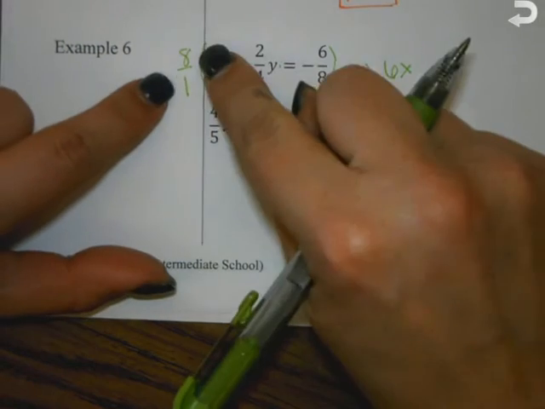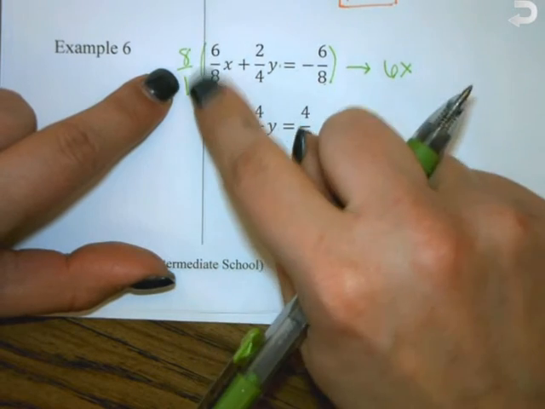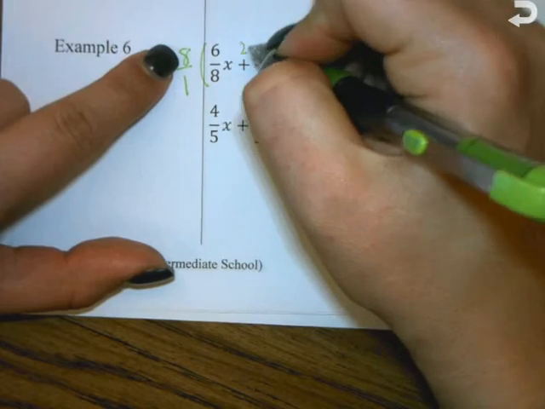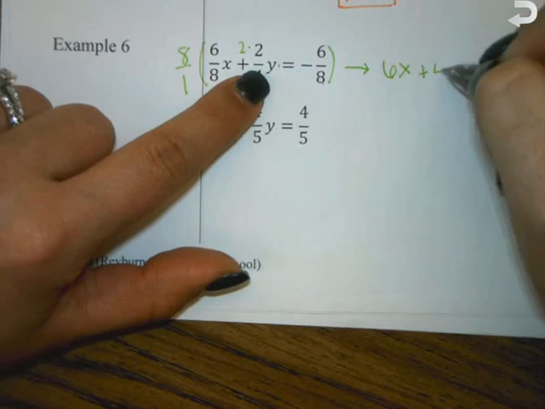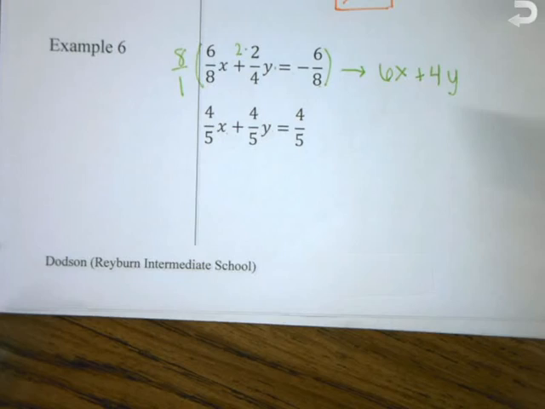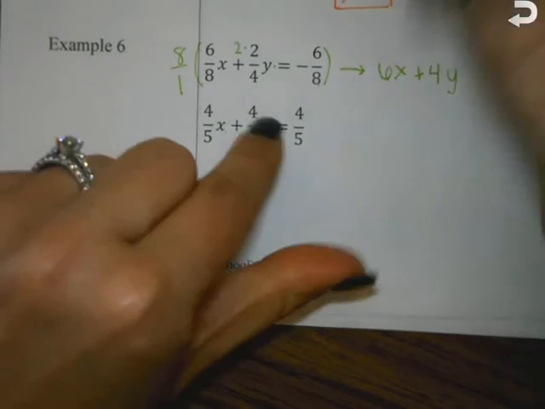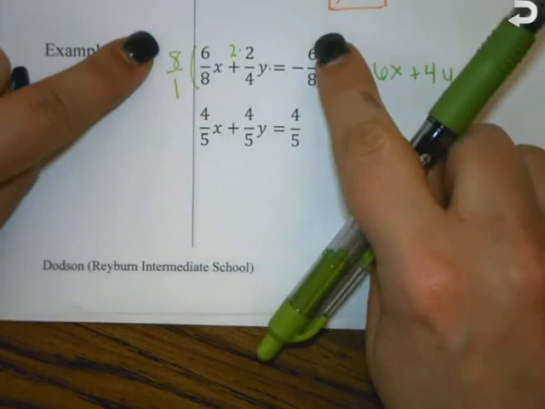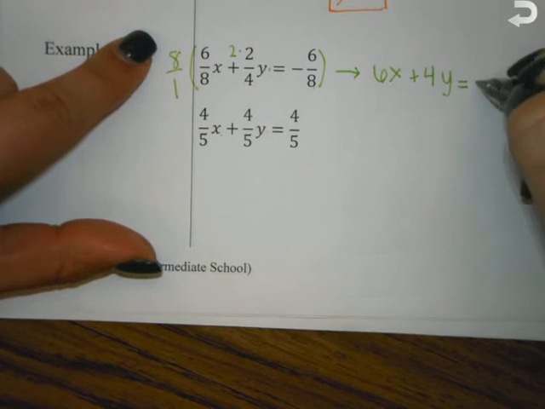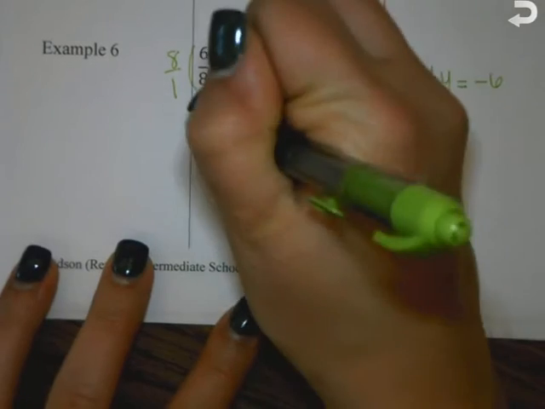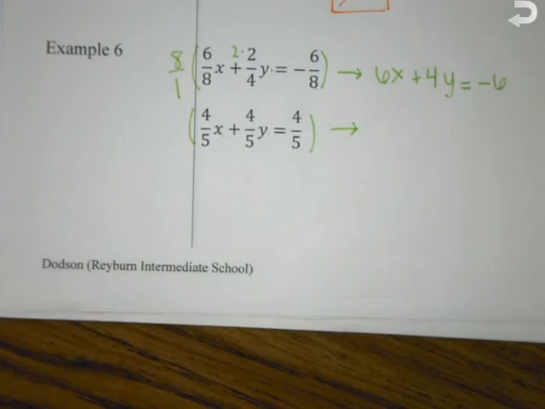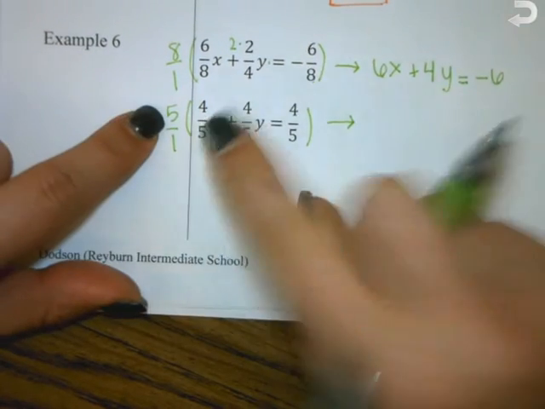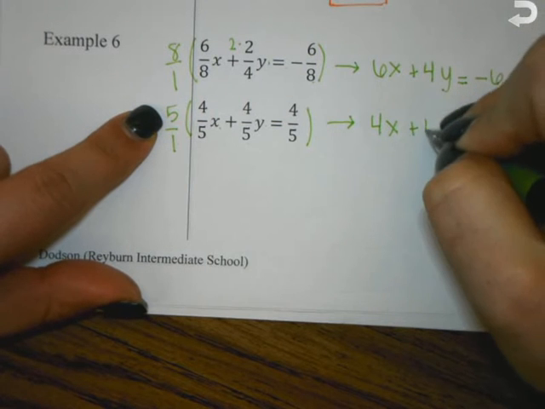Now, no, that's not all. 8 over 1 times 2 over 4. 4 goes into 8 how many times? 2 times. So we're left with 2 times 2, which gives me 4y. So make sure that you're paying attention if it eliminates all the way or not, okay? So I just wrote a 2 right here to remind myself to multiply them, okay? 8 over 1 times negative 6 over 8 comes out to negative 6. Good. Now, thank goodness, the bottom one is all the same denominator, so what am I going to multiply by? 5 over 1. So that's going to give me 4x plus 4y equals 4.